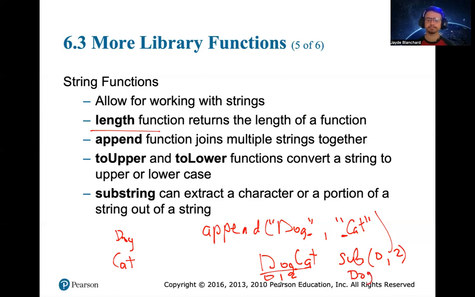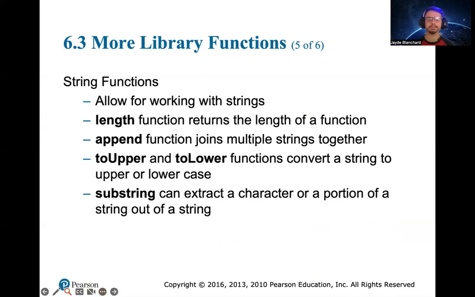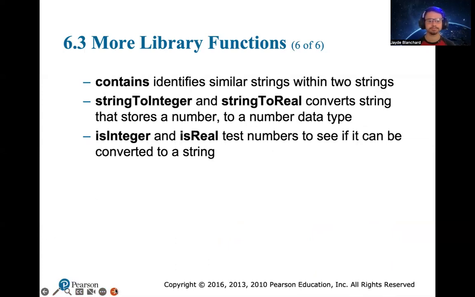One thing to know when you're working with strings, you start counting from 0 instead of counting from 1. That's a common occurrence in programming, so that's just something you have to remember by default. A couple more. Contains will identify if there's a similar string within another string. So in that example, dog cat, if you were checking whether that string contains dog, it will return true. Contains only returns either true or false: true if that string is a part of another string, false if it's not.